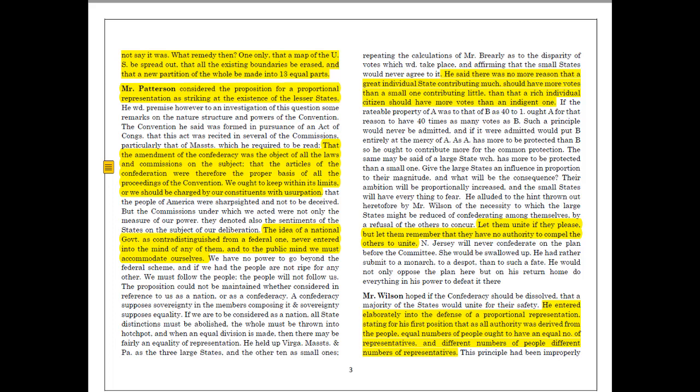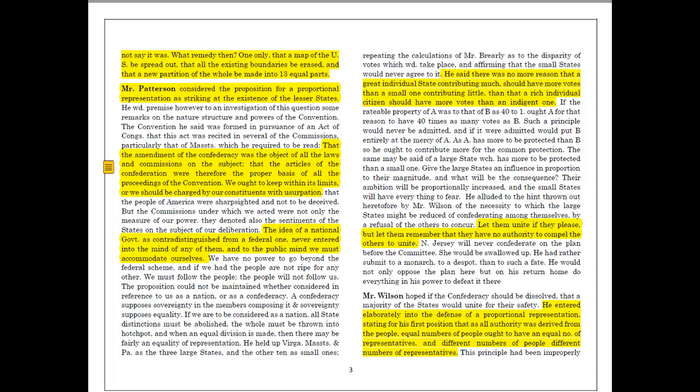Right? The opposite of that would be a centralized national government that possesses sovereign powers. So he says the idea of a national government that is a fully sovereign central government as distinct from a federal one, that is where there's weak central authority and strong state authority, never entered into the mind of any of them. That is, those state legislators who appointed us to come here and to propose amendments to the Articles of Confederation, i.e., Randolph and Madison, you're proposing a radically different form of government.